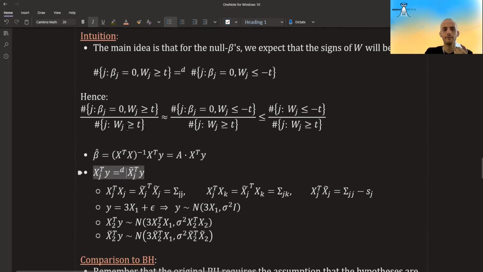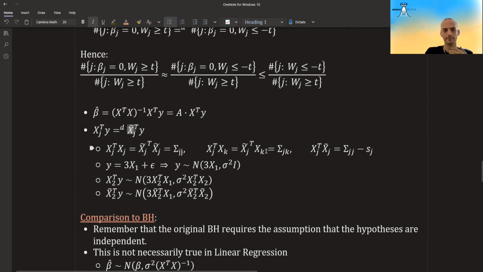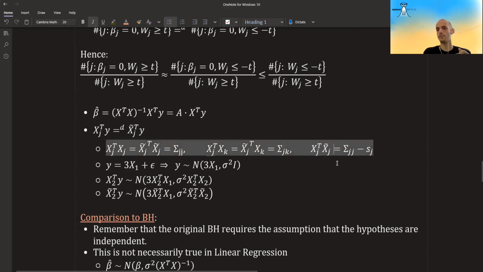So what we say is that for a null feature, let's say x_j is null, then x_j transpose y is equal in distribution to x_j tilde transpose y. Remember that x_j transpose x_j is equal to x_j tilde transpose x_j tilde, which is equal to sigma_jj, which should be equal to 1. And remember that x_j transpose x_k is equal to x_j tilde transpose x_k, which is equal to sigma_jk. The correlation between two original features should be preserved between the knockoff feature and that other feature. The correlation should be preserved. And the only thing different is this thing over here: x_j transpose x_j tilde is equal to sigma_jj minus s_j.